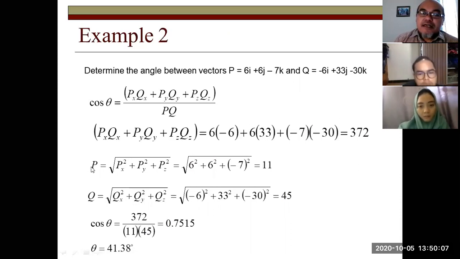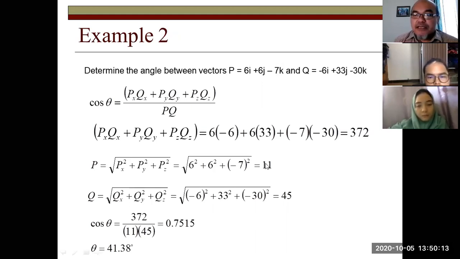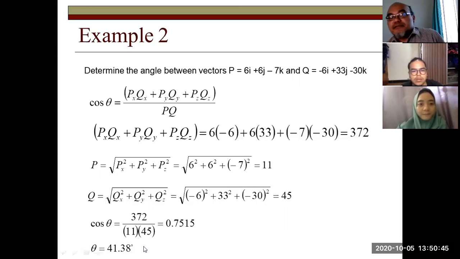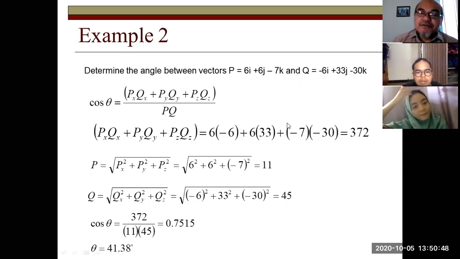The magnitude of P you can calculate using the Pythagorean theorem: 6 squared plus 6 squared plus minus 7 squared, so we obtain 11. The magnitude of Q is obtained the same way: minus 6 squared plus 33 squared plus minus 30 squared. We obtain 45. So 372 divided by 11 divided by 45, we obtain 0.7515, and this equals cosine theta. To obtain theta, we use the arc cosine of this value, and we obtain theta equals 41.38 degrees between vectors P and Q.